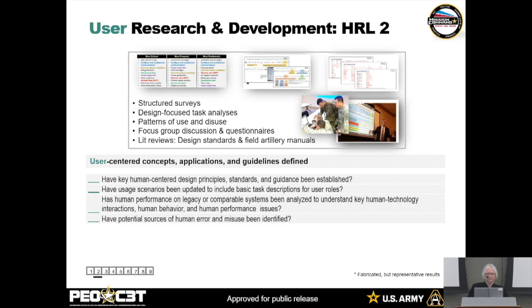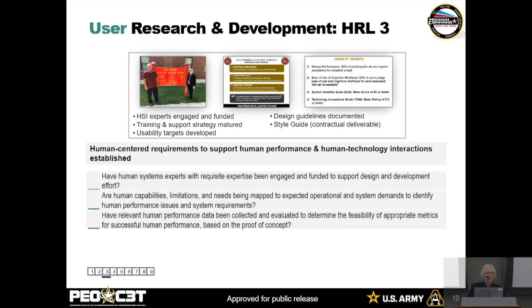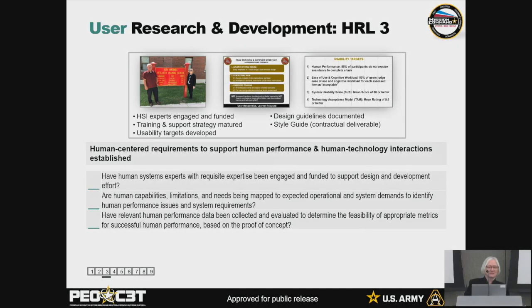Okay. HRL 3. Here, human-centered requirements to support human performance and human technology interactions are established. So there I am pictured at Fort Sill with Charlie Hernandez, who was my colleague. He worked for a few years with me until funding got really tight, and then he now works on other programs. He did a lot of this early HRL 1, 2, 3 usability testing with me.